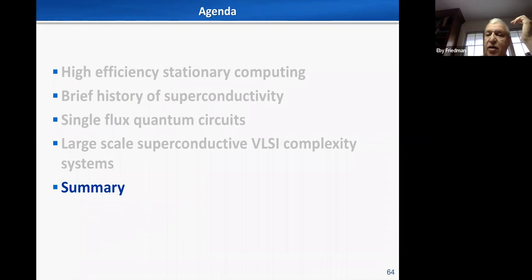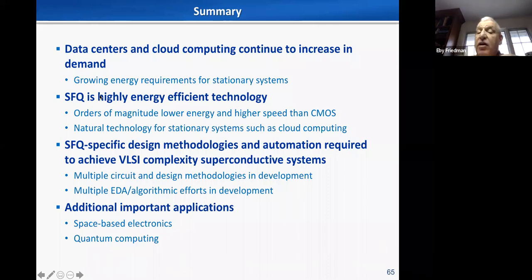So let me summarize. I only have a few minutes left. I actually have more than expected. So data centers, cloud computing, they continue to increase in demand. This is a big application. The energy of these centers is huge, and we need to fix the problem. CMOS is not going to do it. Maybe cryogenic CMOS can help, but if you're going to go cryogenic, why not go all the way? And the answer is we have to mature SFQ, which isn't ready yet.